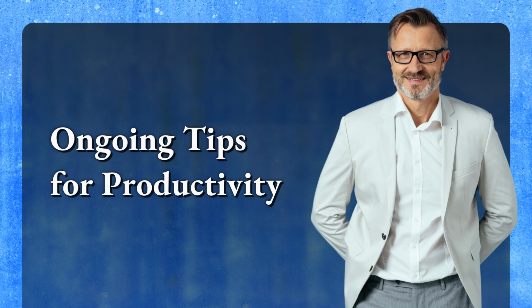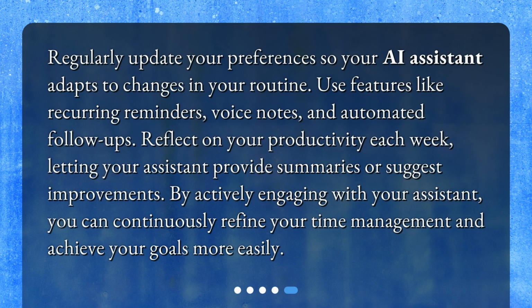Ongoing tips for productivity. Regularly update your preferences so your AI assistant adapts to changes in your routine. Use features like recurring reminders, voice notes, and automated follow-ups. Reflect on your productivity each week, letting your assistant provide summaries or suggest improvements. By actively engaging with your assistant, you can continuously refine your time management and achieve your goals more easily.